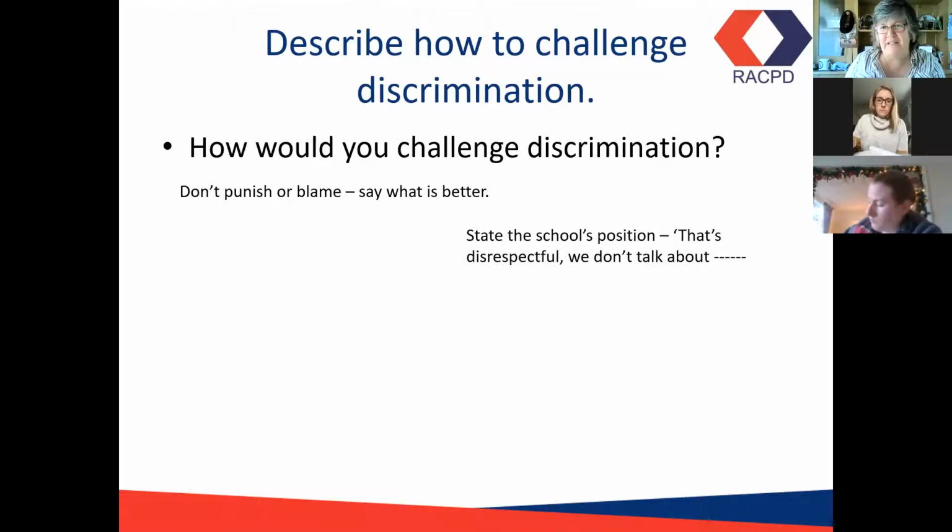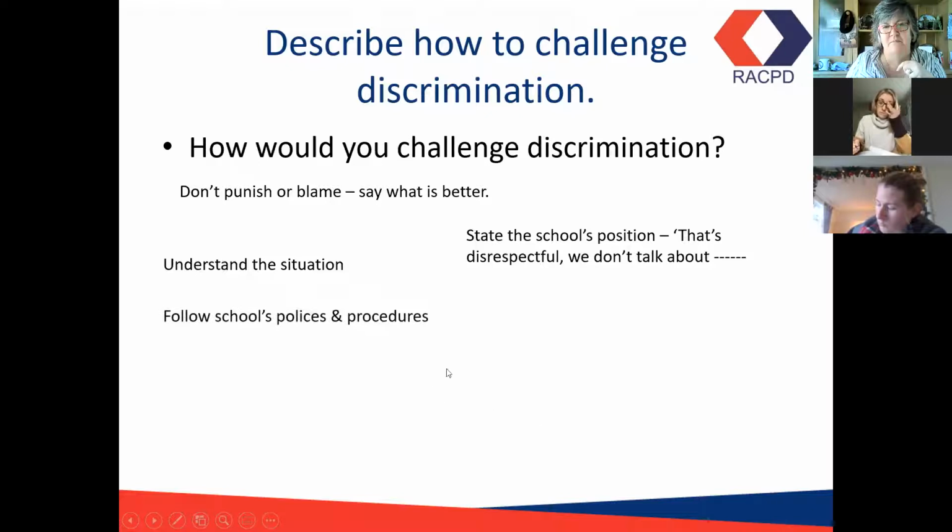State the school's position. So what is the school's position on dealing with discrimination and prejudice? So it might be written in the school policy what you are expected to do or how the school wants it dealt with. Perhaps understand the situation. Why has this happened? Is there something that's triggered this? So perhaps do a bit of investigation work and then you can put some things in place to help eradicate that. As mentioned, follow school's policies and procedures, be clear about what they are.